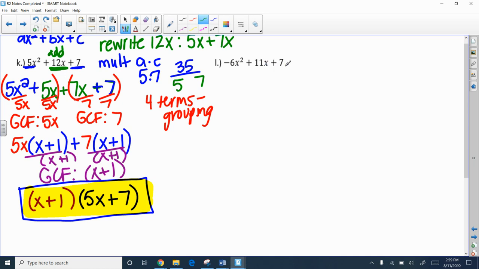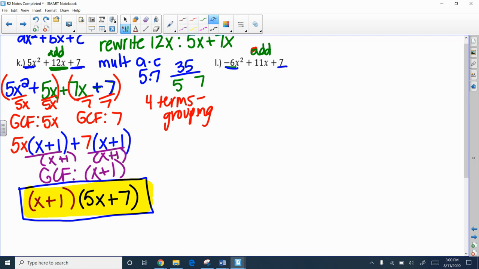Although the numbers don't technically have a GCF, some people, if they see a negative leading coefficient, prefer to factor out a -1 and then factor from there. That way they don't have to deal with a negative leading coefficient. You can also just use the numbers as is, and this is your A, this is your B, and this is your C. I'm going to just leave it as is and use A, B, and C.